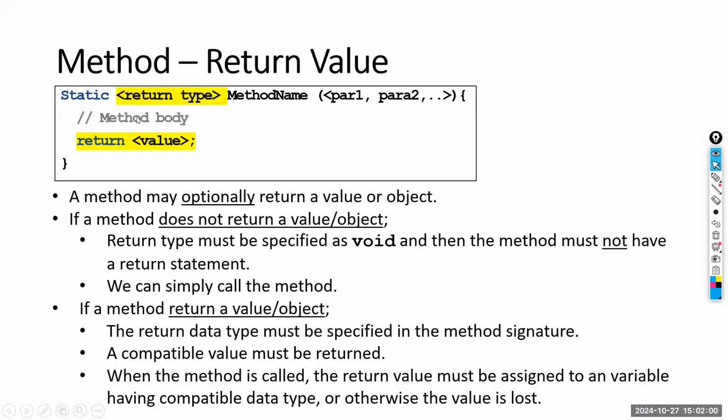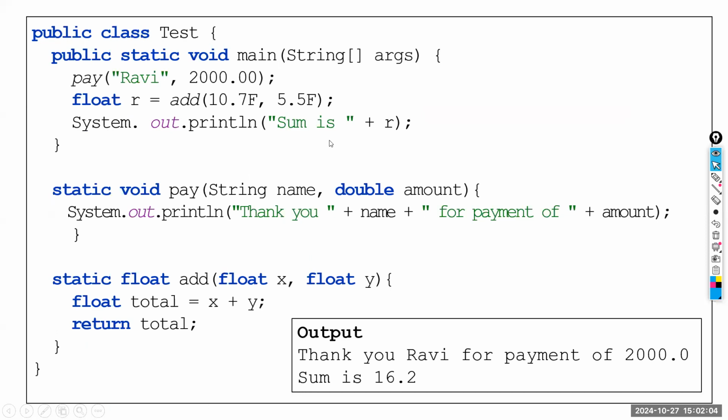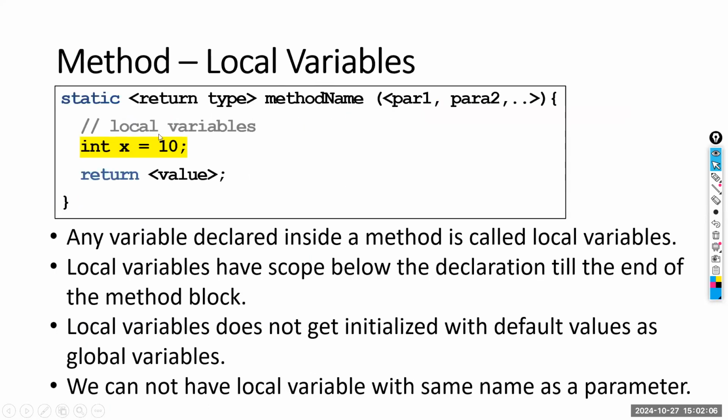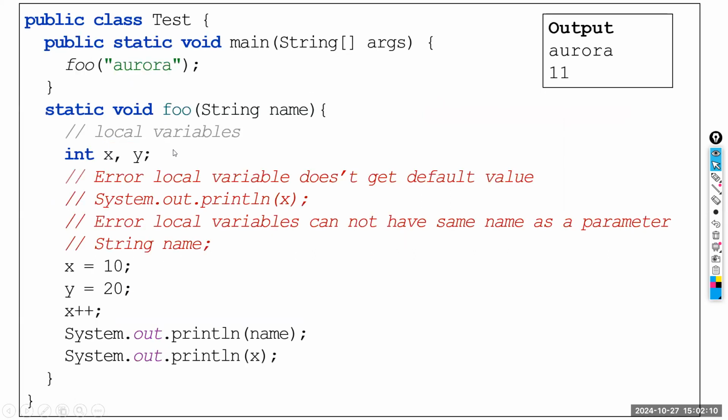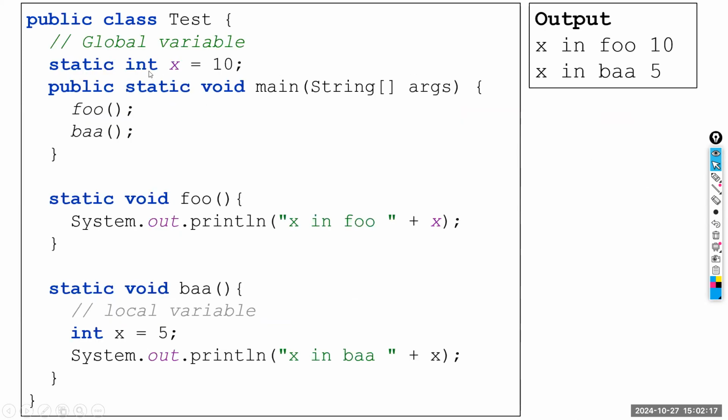So, return value, parameters. Local variables, of course, you can have the same name in different methods. Then the global variables like this. You can refer to global variables, and you can change global variables.